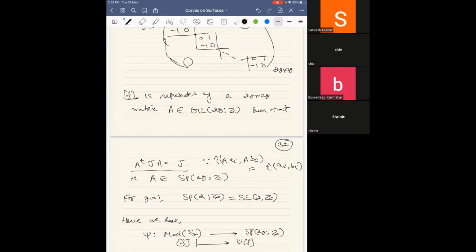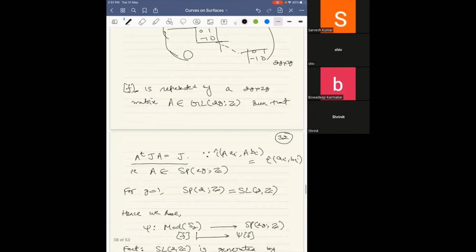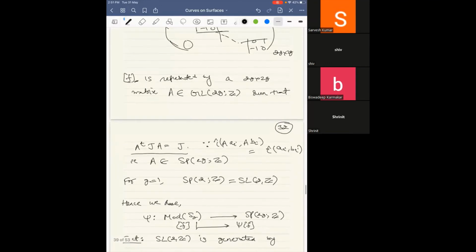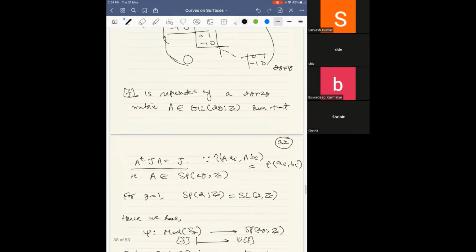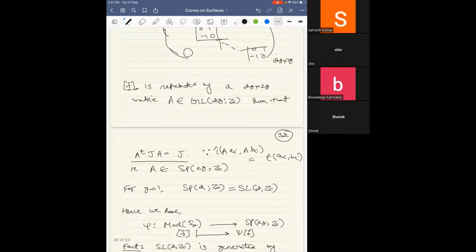So there are 2g elements. If you number them, there is an order. At the ij-th position, you are seeing their algebraic intersection number. So these are preserved, right? That we know, because the mapping class group will preserve the algebraic intersection number. Yes, sir. So you have to use that.